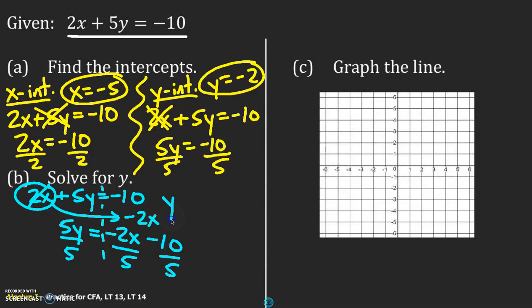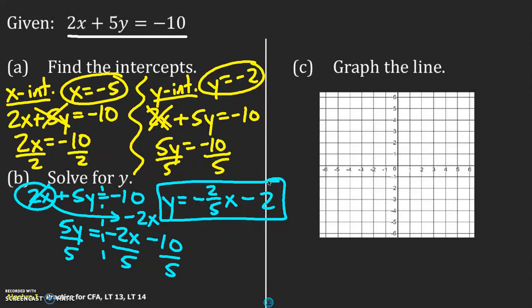So I get y equals, nothing goes into both 2 and 5, so I don't need to reduce that fraction, negative 2/5 x. But negative 10 divided by 5 is negative 2. And here is my line equation now in y equals mx plus b form: y equals negative 2/5 x minus 2.